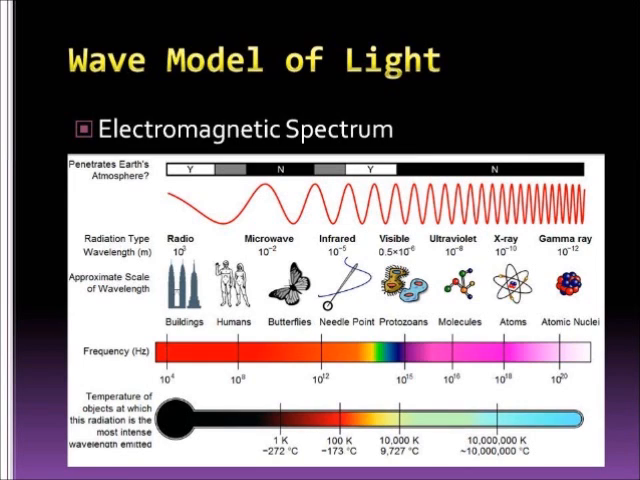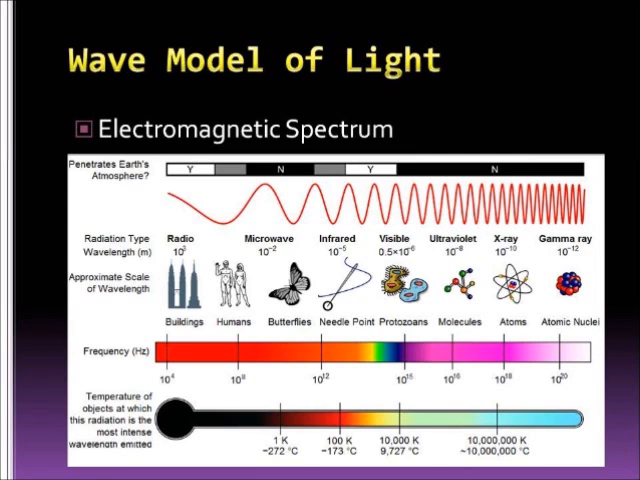Ultraviolet waves will actually burn your skin. X-rays will penetrate your skin but be reflected by bone. Gamma rays will go completely through your body. Okay, so as you can see, when we get to the right-hand side of this picture, we get very, very short wavelengths, very high frequency. At the left side of the picture, we get longer wavelength, lower frequency.